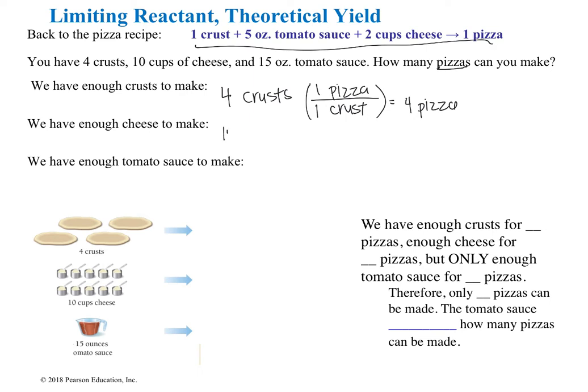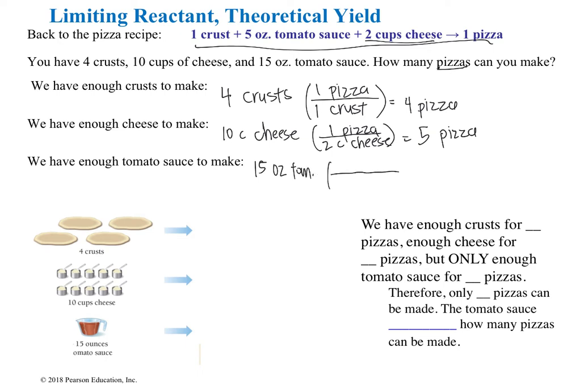With cheese, I have 10 cups of cheese in my fridge. So I can look at my recipe and notice that I have 2 cups of cheese for every 1 pizza. So I could make potentially up to 5 pizzas with my cheese. And then with my tomato sauce, I have 15 ounces of tomato sauce. And from my recipe, I use 5 ounces of tomato sauce for every 1 pizza. So I can make, with that amount of tomato sauce, 3 pizzas.